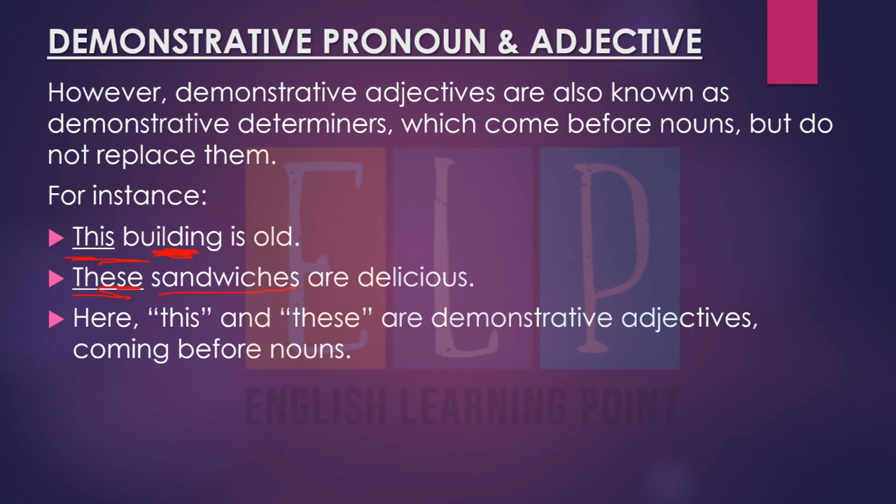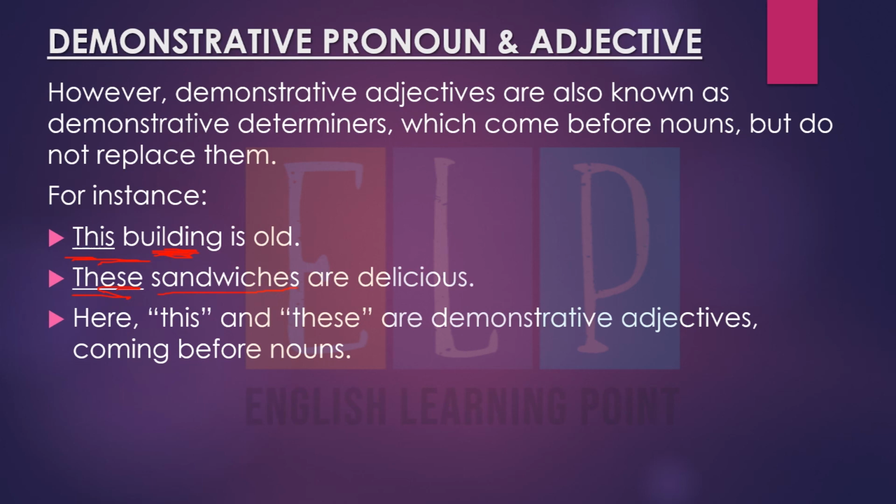Here this and these are doing the work of a demonstrative adjective, because they are coming before a noun. Building is a noun and sandwiches is a noun. So these both are nouns. That is why we are using this here, and these here. Like, if it comes before a noun, it is called a demonstrative adjective. But if we use it in place of a noun, that is, as a replacement of a noun, then at that time it will be called a demonstrative pronoun. Alright, is it clear?